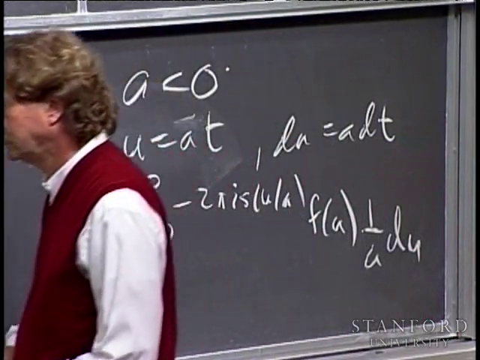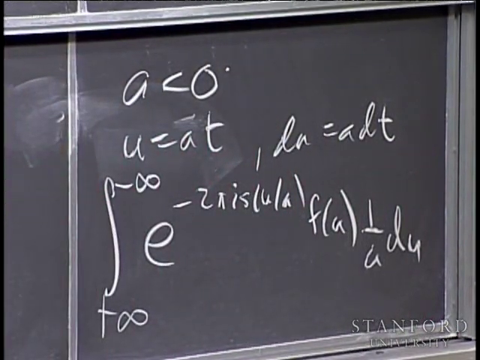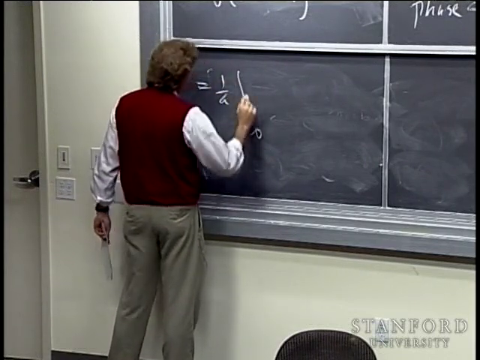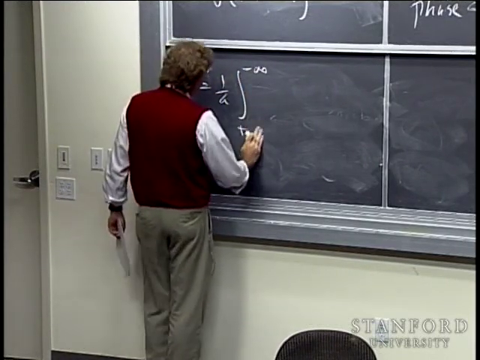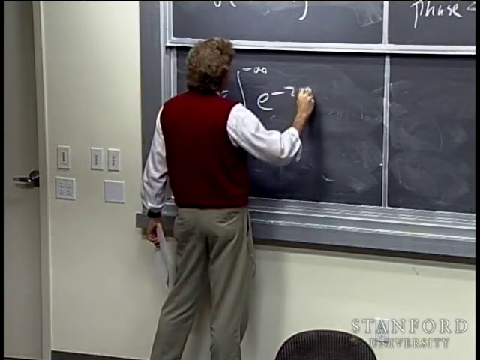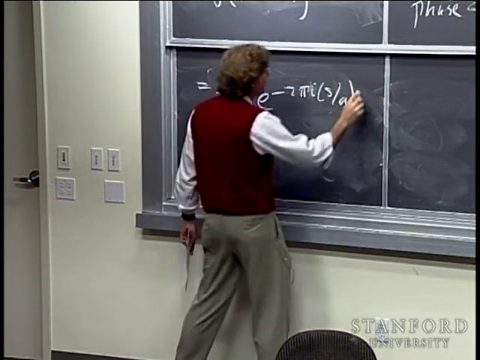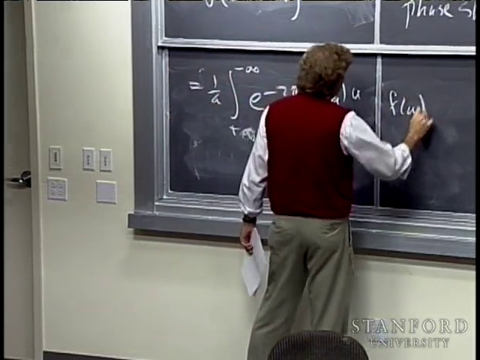All right? So the 1 over a comes out of the integral. I'll do this in two steps. So it's 1 over a, the integral from plus infinity to minus infinity of e to the minus 2 pi i, and again I'll bring the 1 over a to the s instead of the u, f of u du.